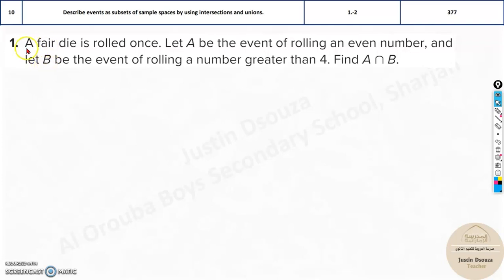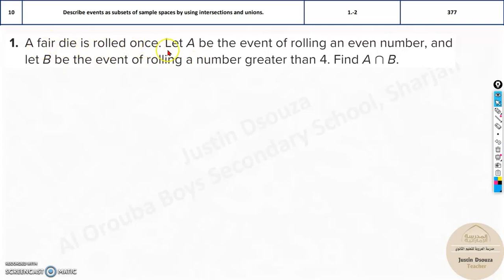Now here, a die is rolled once, a fair die. Why they call fair die means there won't be any error. A die is a cube, isn't it? A fair die would mean that each side has absolutely equal probability of falling. That means there'll be 1 by 6 for each. If it is not fair, imagine this is hinged or something, there might be a probability that this would fall more often. It's not that case. It's a fair die.